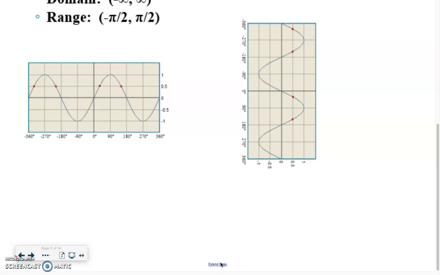Does anybody notice a problem with that, though? That's not a function. Why is that not a function? It fails the vertical line test. So that, in and of itself, that's the problem. Now, how does that relate back to what we're trying to talk about?